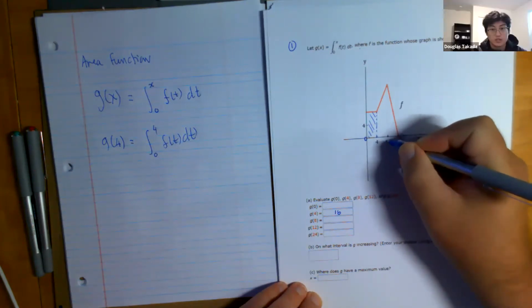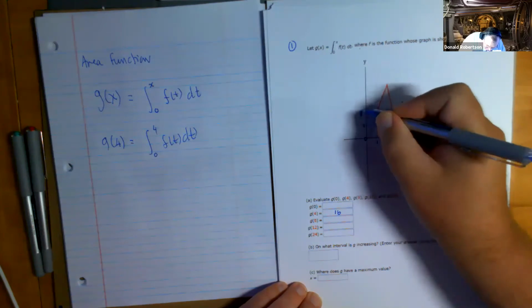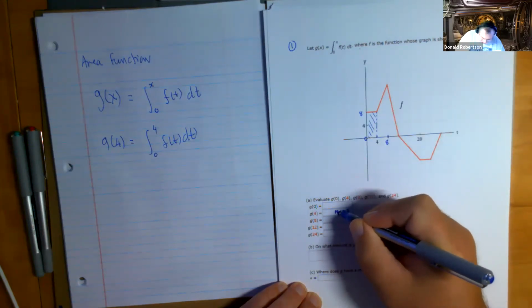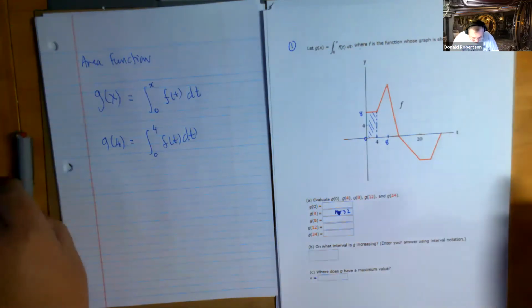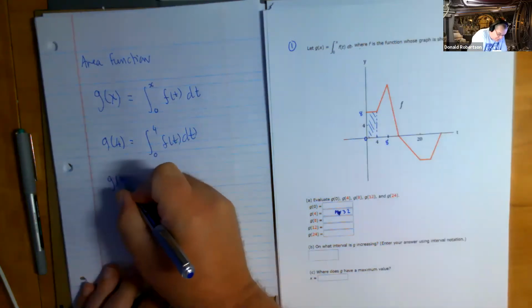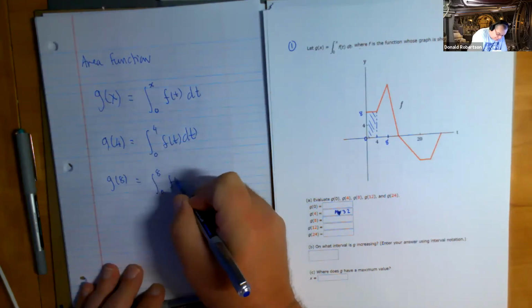Wouldn't it be 4 times 8? 4 times 8. Did you all catch that deliberate mistake? Yes. Now, suppose you wanted to do g of 8. Well, g of 8 is the integral from 0 to 8 of this function.